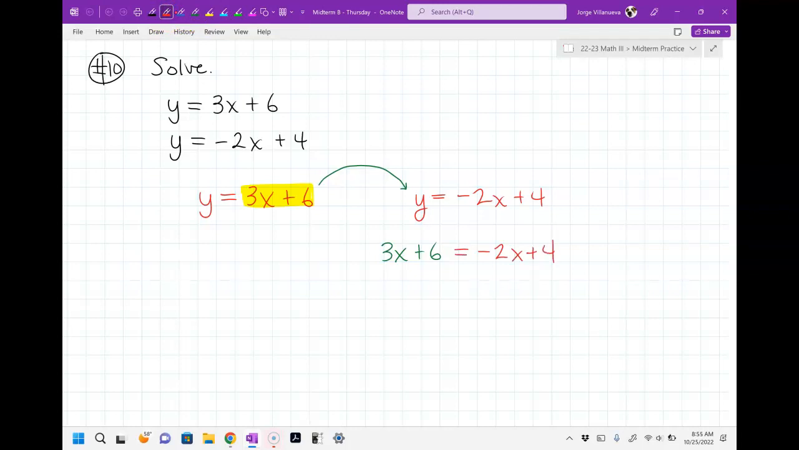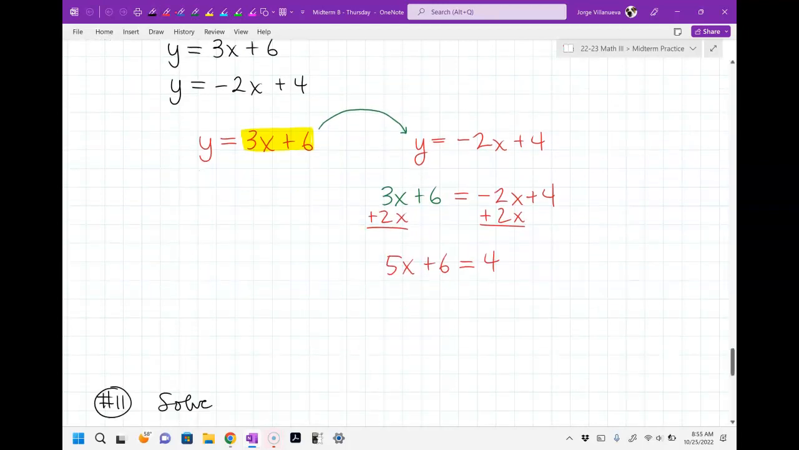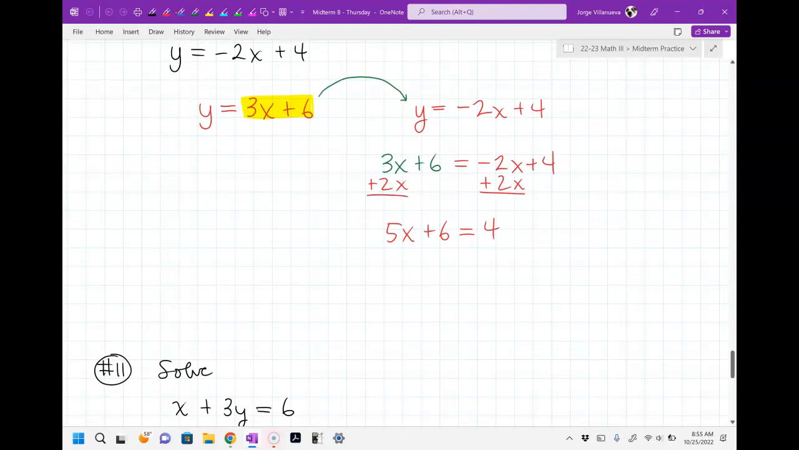And now I just got to start solving this. Okay? So let me add 2x to both sides. That's 5x plus 6 equals 4. Okay, and then I'll subtract 6 on both sides. So that's 5x equal to negative 2. And then if we divide both sides by 5, I get negative 2/5. And remember I told you when you make problems up, sometimes you get fractions. So here's an example of a fraction.